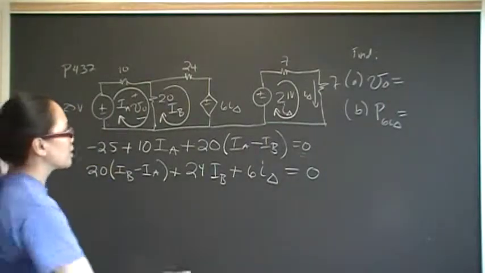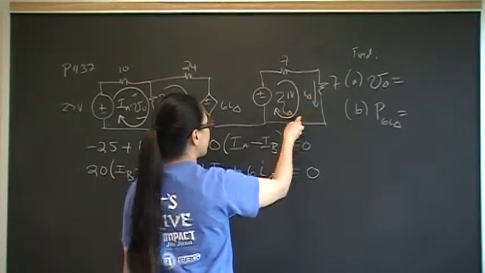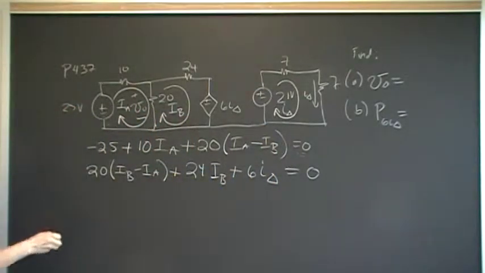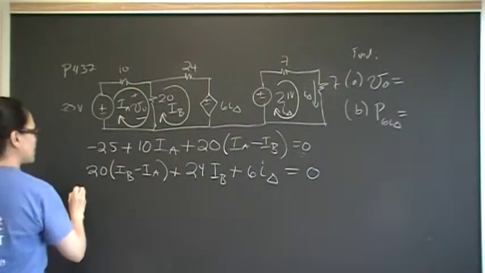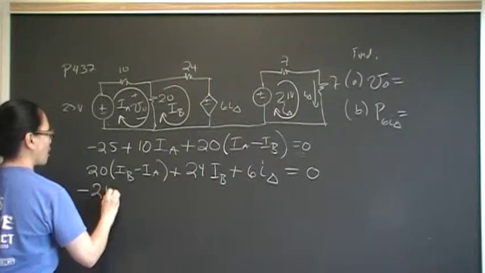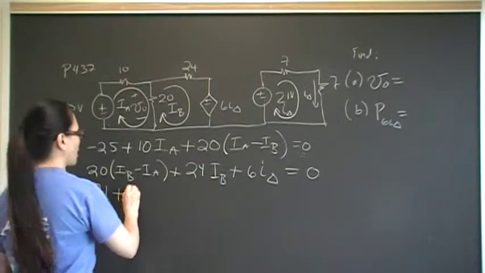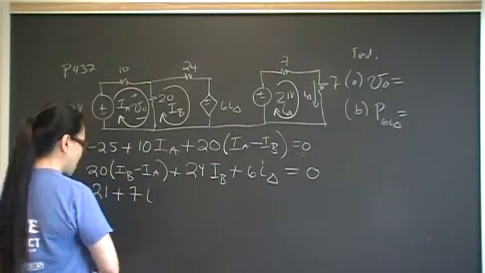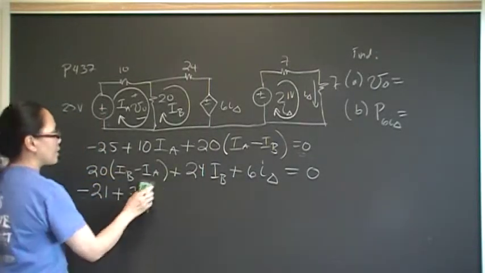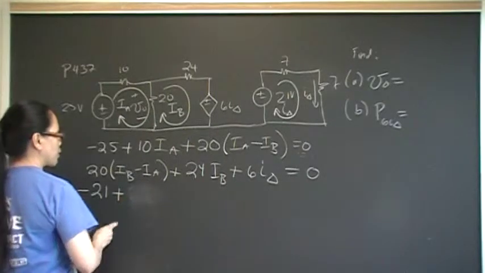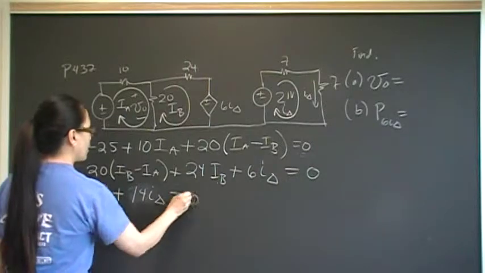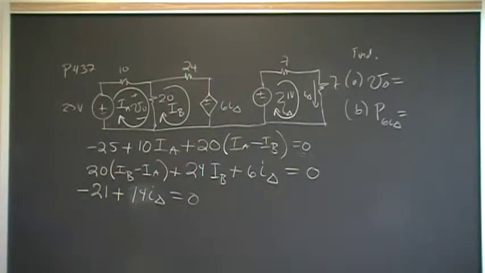And my last mesh is this mesh here. I've got positive I delta entering the negative terminal of the 21 volt independent voltage source. That's going to be minus 21 plus 7 I delta. Well, actually, the two 7 ohm resistors are in series, so we can just say plus 14 I delta. Notice that this is really one equation and one unknown, and we can easily solve for I delta.